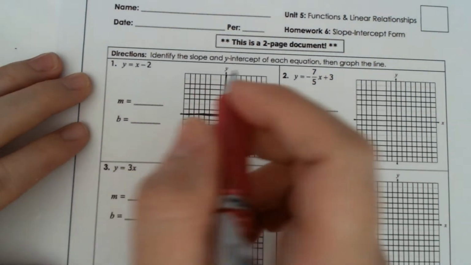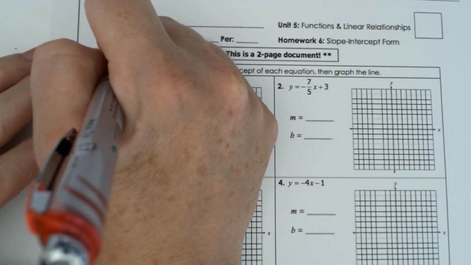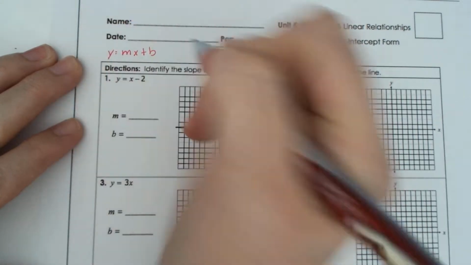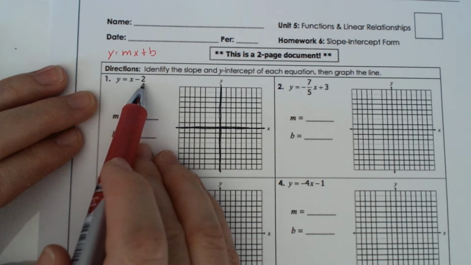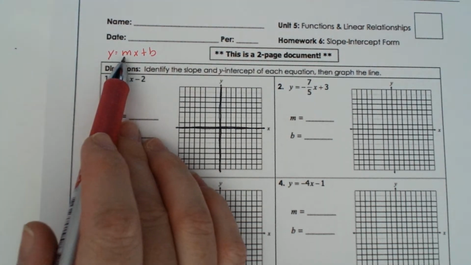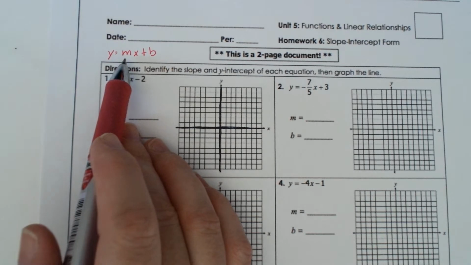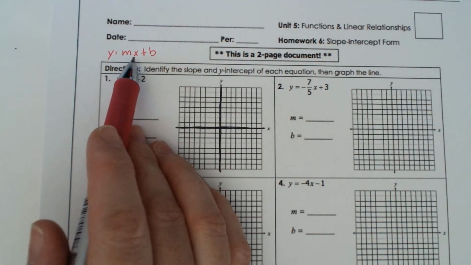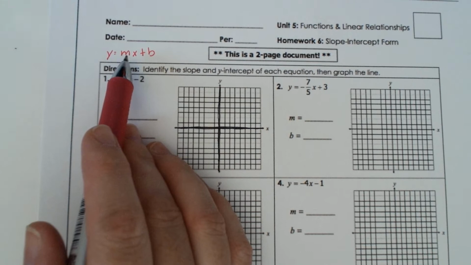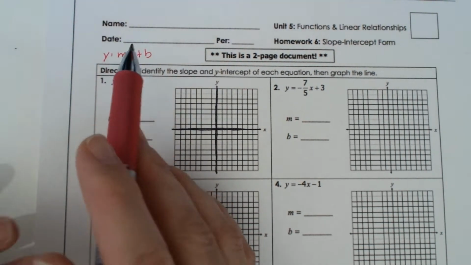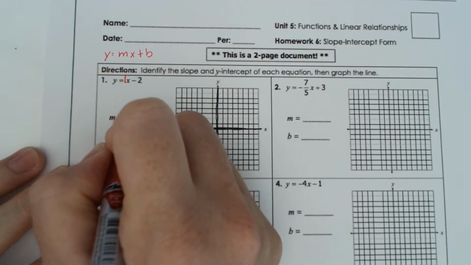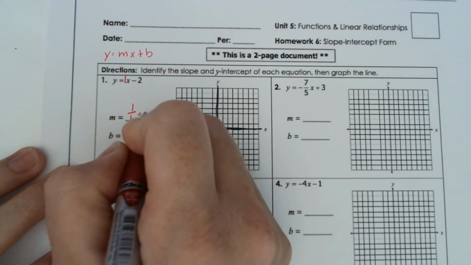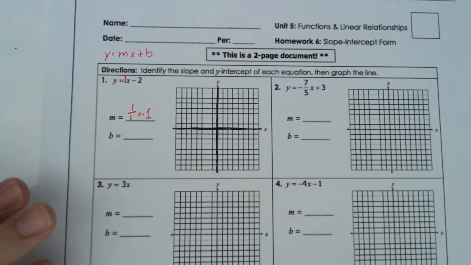So I know that my equation is y equals mx plus b, right? So let's look at this equation. Y equals x minus 2. Well, I don't see an m value. So let's think back to last year, 7th grade. If we don't see a number in front of x, we can assume that that's 1, right? Because 1 times x is the same as x. So that m value is going to be 1. So when it's a slope, it's going to be 1 over 1. So we can write 1 over 1 or 1, either way.